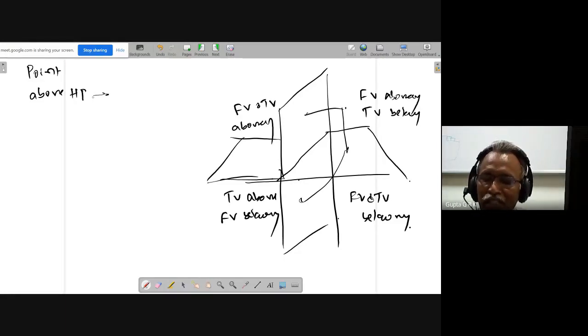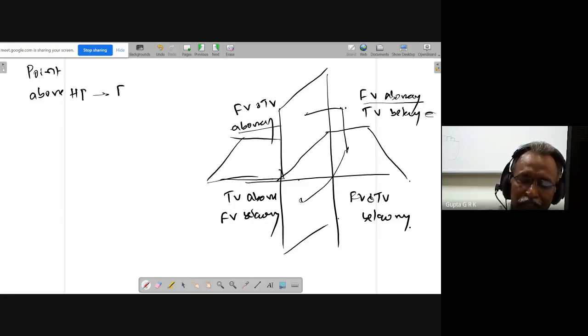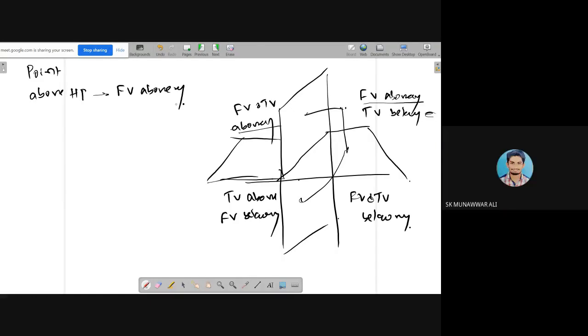So what is common here? You can see that in the first quadrant front view is above XY and in the second quadrant front view is above XY. So if a point is above HP, either this side or this side, because I am seeing from this side, it is always above XY. Definitely front view above XY. Am I right? A point above HP means its front view is above. This is very important throughout the semester. I will ask again and again. A point above HP, its front view above XY. You understand this first and remember this. Is it okay? Yes, sir.